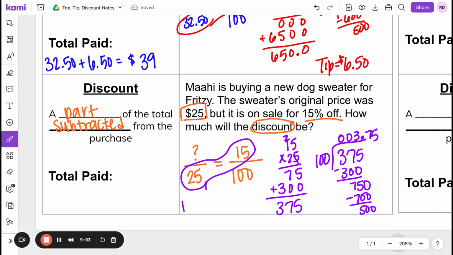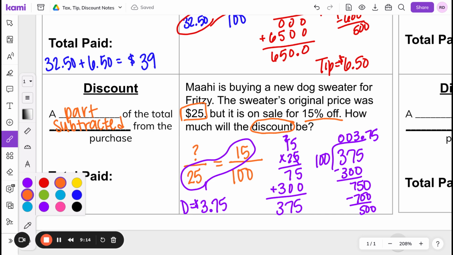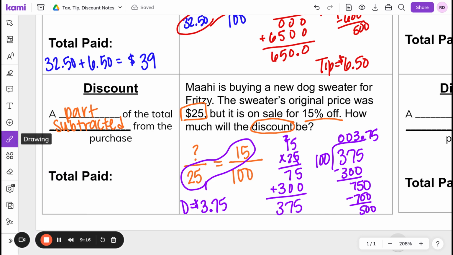Which gets us a discount of $3.75. Now in the definition, it says we're going to subtract that from her total. So over here, we have $25 minus $3.75. And that gives us a total of $21.25 for the new sweater.